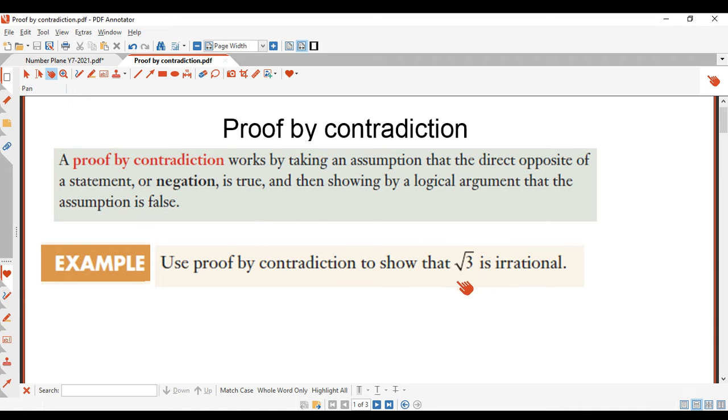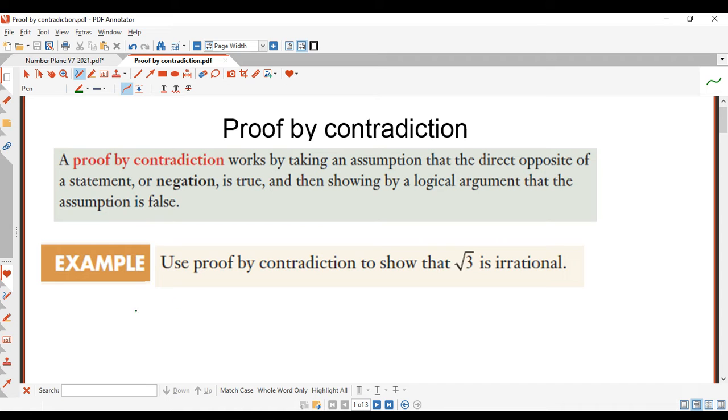So the whole idea is I don't prove root 3 is irrational directly. What I do is I suppose that root 3 is rational, right? And then from that, if you like, false assumption, I arrive at a false conclusion, right? And because my conclusion is false, that means my assumption was false. That means the opposite of the false assumption is correct. So let's see how this works.